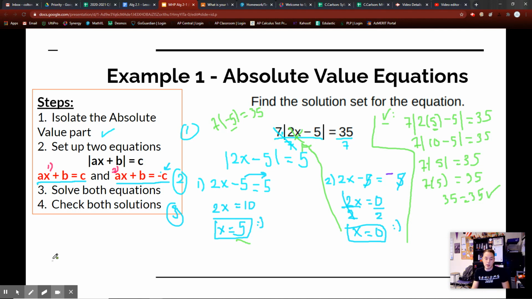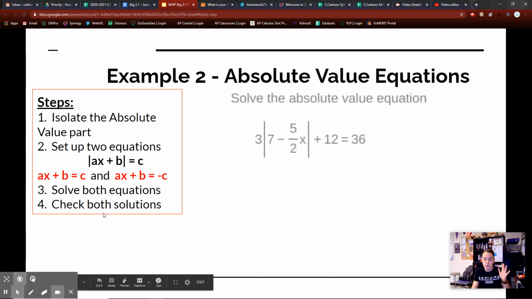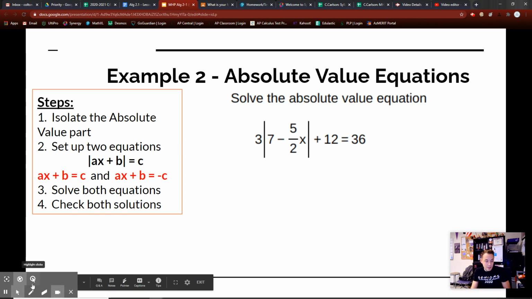So let's go through a couple more examples. Pause anytime when you need to catch up, okay? Same thing, but now it's a little bit more scary, but it shouldn't freak us out too much. And the reason is because we have steps. I've given you steps here so that you can solve them.